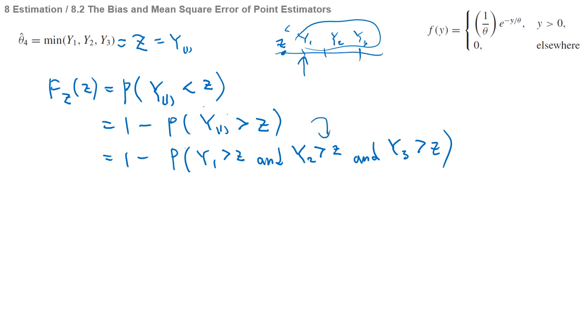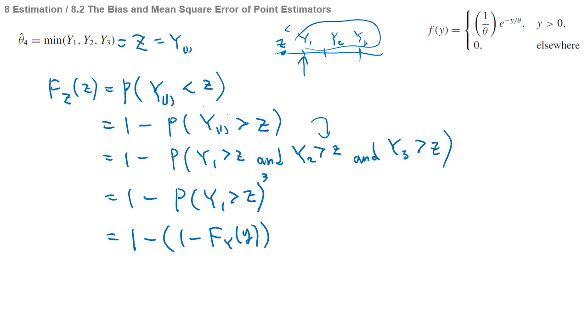Since Y1, Y2, and Y3 are independent, we can write it as the probability that Y1 is greater than z, to the third power. And this is 1 minus, wait a minute, 1 minus the distribution function of Y, to the third power.